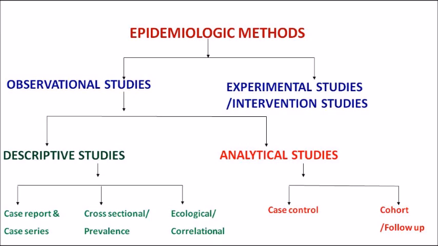Case control is where we are moving backward. The event has already occurred, that is, the outcome has already occurred. We want to go back in time and find out what is the exposure behind that outcome. For that we need two groups.